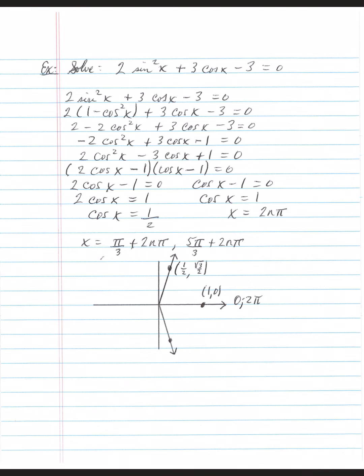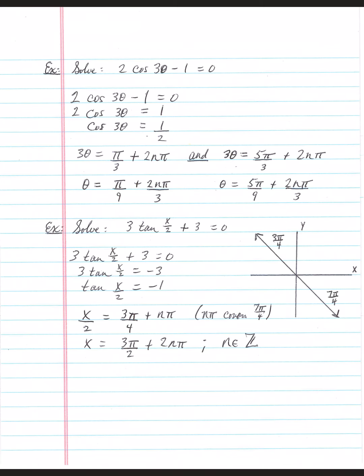The other factor was cosine x equals 1. The angle where the x-coordinate or cosine value is positive 1 is here, and that's at 0, if you go all the way around, 2 pi. So any integer multiple of 2 pi will be a solution.